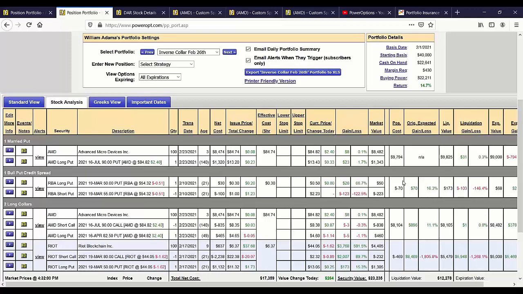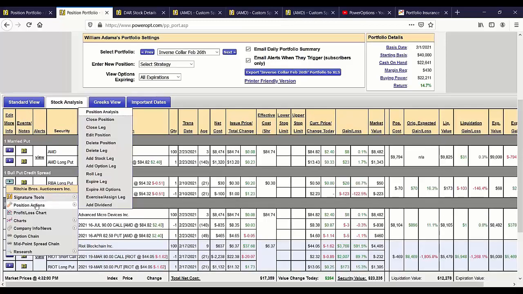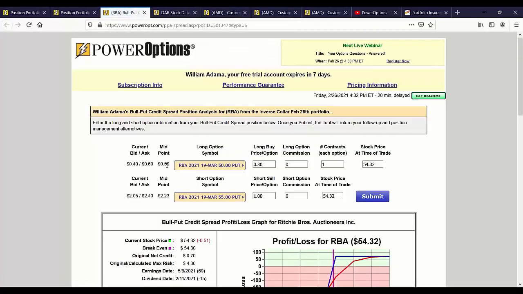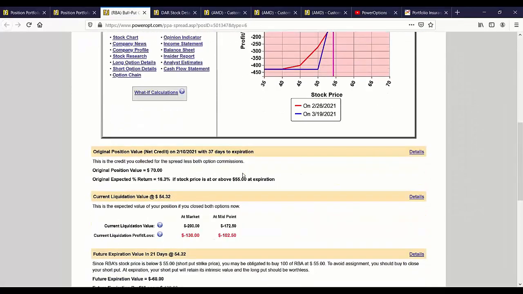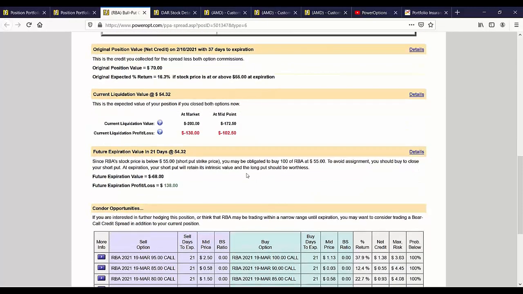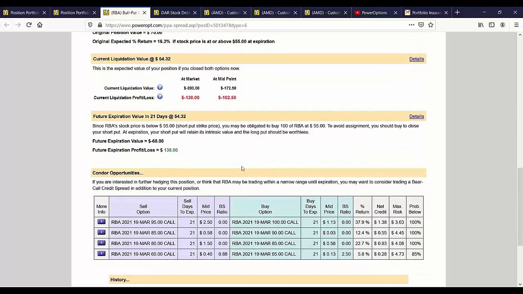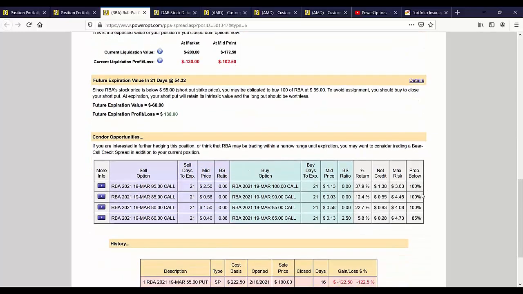But here we are with the bull put spread. Let's see if the position analysis does provide us with bull put spread management techniques. Anytime you're tracking any position in the portfolio, we can go to position actions and then position analysis. This gives us a breakdown of our current position. I'm currently underwater on this trade. We know that, 103. And yeah, it shows me some Condor opportunities. It gave me the bear calls with a high probability.